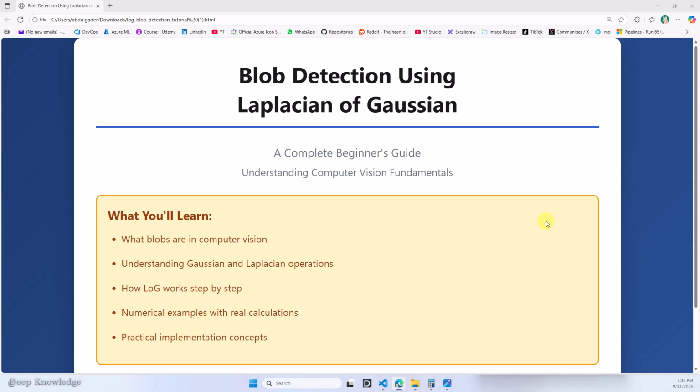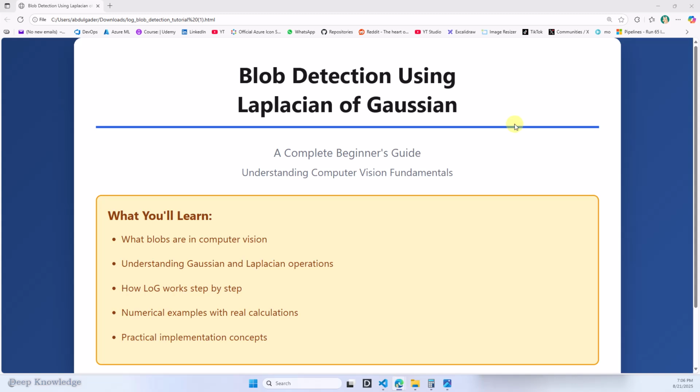Have you ever wondered how your camera automatically detects faces, or how medical images count cells in blood samples? This is called blob detection. Today we are going to dive into blob detection using Laplacian of Gaussian. By the way, Laplacian for edge detection is already explained in more detail with numerical examples, so if you are not familiar with Laplacian, please refer to the previous videos on edge detection.